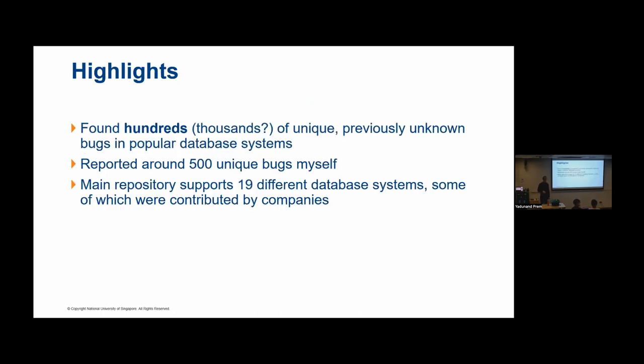So why should you care about SQLancer in this talk? SQLancer has allowed us to find hundreds, perhaps even thousands of unique previously unknown bugs in widely used database management systems. This includes, for example, SQLite, which runs in all of our mobile phones. There we have found over 200 bugs. Also, as part of this work, I've reported, I think by now, more than 500 unique bugs myself. And SQLancer is quite production ready in the sense that it supports various different database systems. The main repository already supports 19 different ones. And there are also some implementations that are maintained by companies.